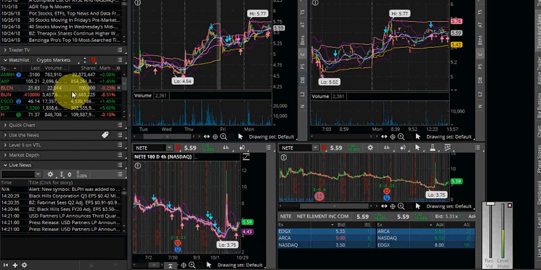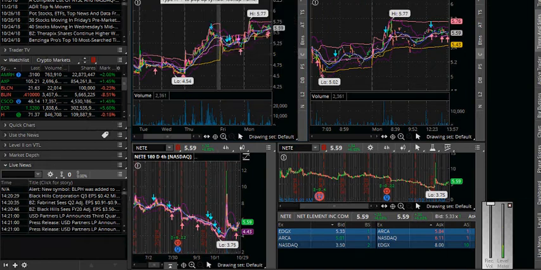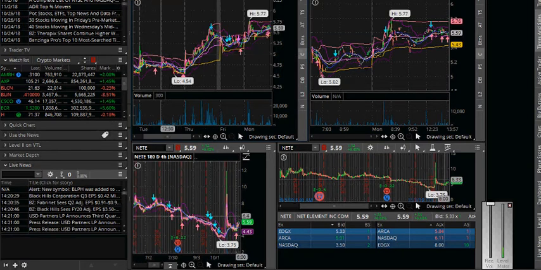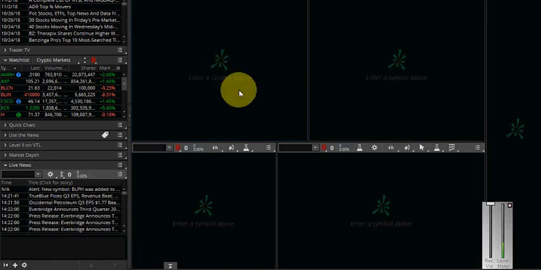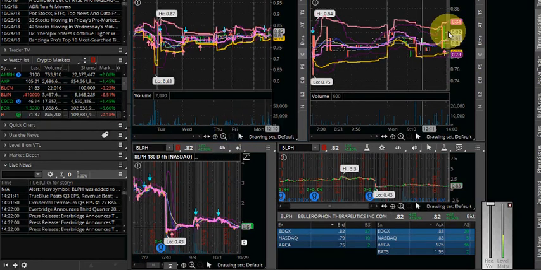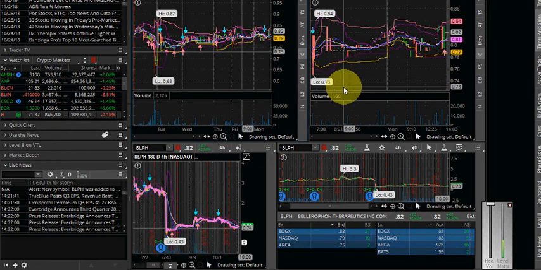So BLPH. Okay, so as you can see, I just had a stock pop up on one of my scanners, and a lot of times I'll just go through and check it out, look at it. Oh, I spelled it wrong. Sorry about that. Basically I built a scanner that'll pick up momentum stocks. So right as these stocks are starting to pick up in volume and go up in price, it goes ahead and adds it to my alert list.